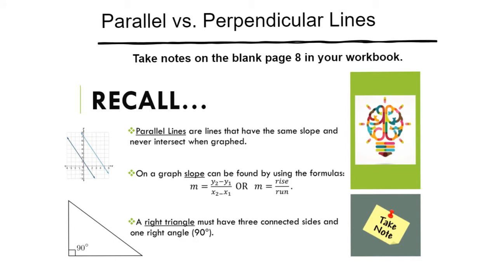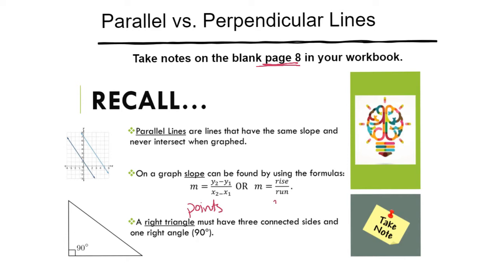We are going to talk a lot about perpendicular lines today in class for this lesson. So I do want to just refresh some things for you that you should know from previous math classes. Parallel lines are lines that have the same slope and never intersect when graphed. If you want to take notes, page 8 is a blank page in your book. And so it's a good place to write these things down. So parallel lines, they have that same slope, but they have a different y-intercept, which is why they don't intersect. On the graph, the slope can always be found by using this formula. And this first one is if you are given points.